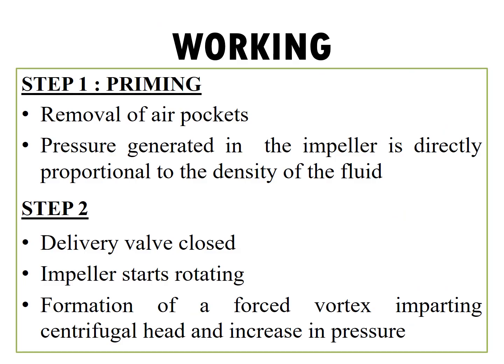So the working of a centrifugal pump. Step 1 is priming. Priming is to remove the air pockets. Pressure generated in the impeller is directly proportional to the density of the fluid. So to do the priming, first we close the delivery valve, then the impeller starts rotating. Formation of a forced vortex imparting centrifugal head and increase in pressure.